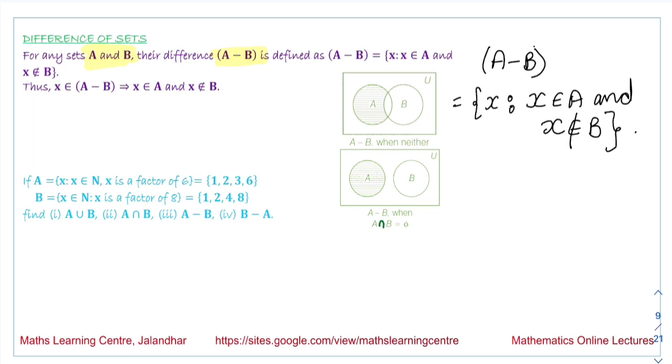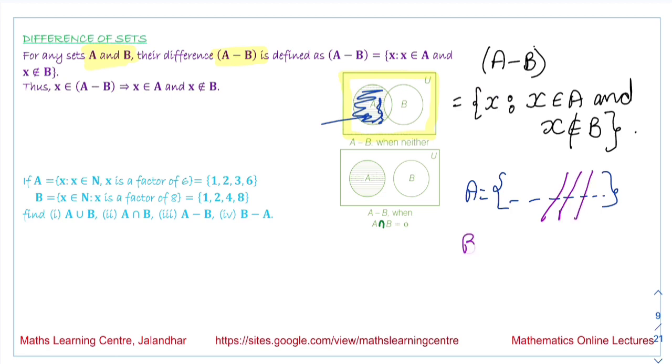From this figure, it will be more clear to you. This is the universal set. We have two sets A and B. So what is A minus B? We are talking about all those elements of A which are not part of B. That is, if the list of elements of A is given to us, from this we will remove those elements which are part of B.